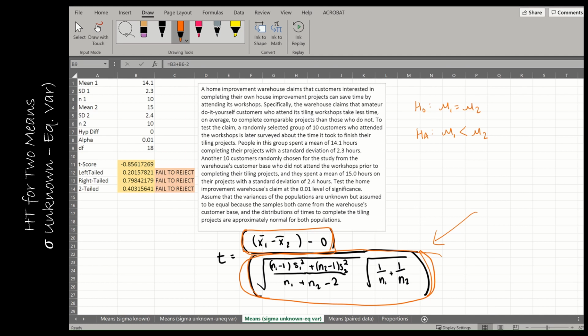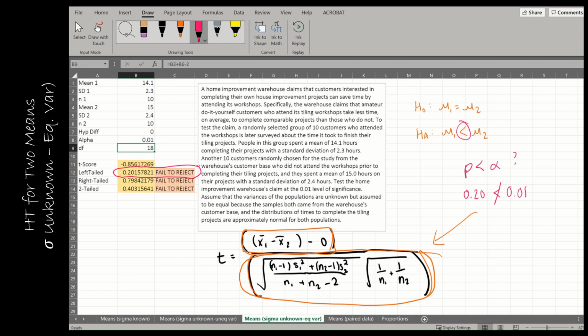But you don't have to do that. You can just work it out. Remember, I'm looking for, is p less than alpha? Well, p for my left-tailed test is 0.20. Alpha is 0.01, so 0.2 is not less than 0.01, and so therefore I need to fail to reject.